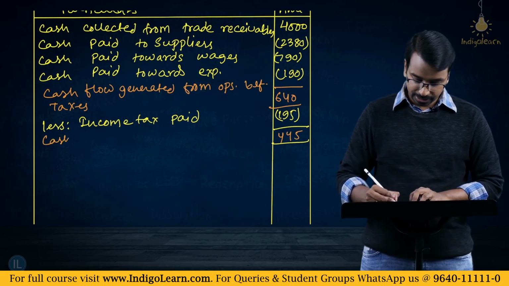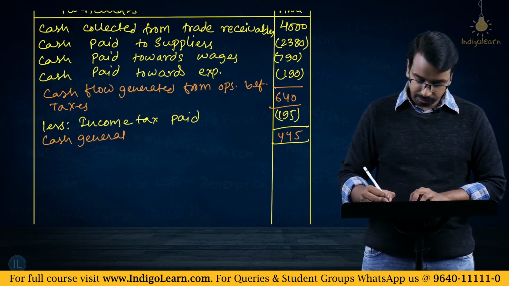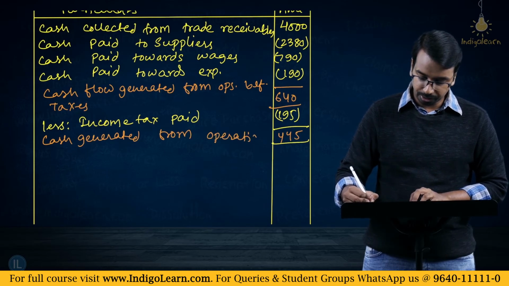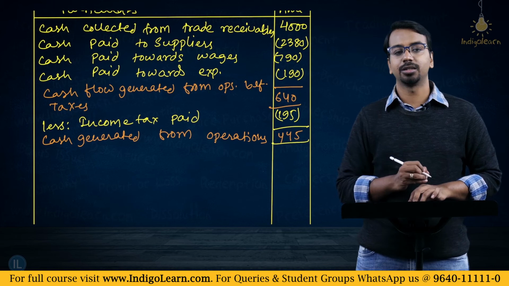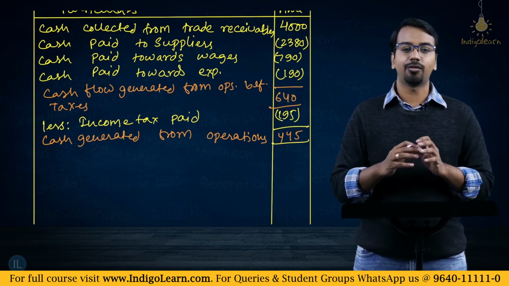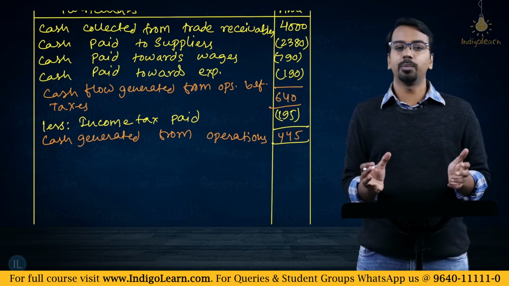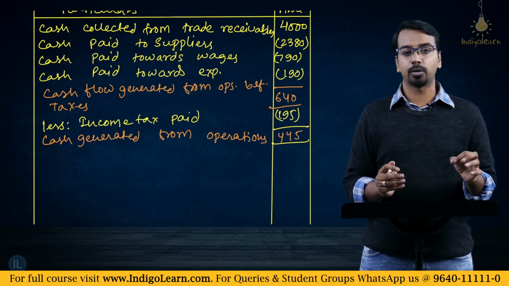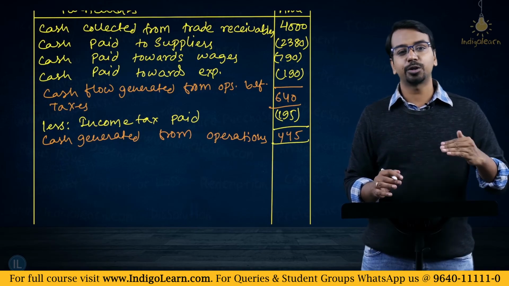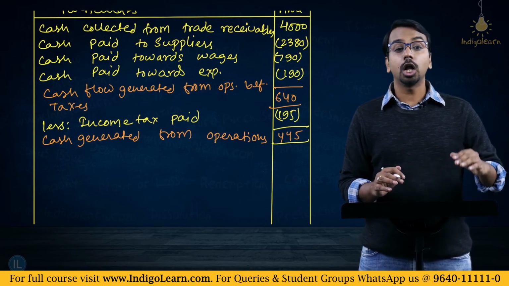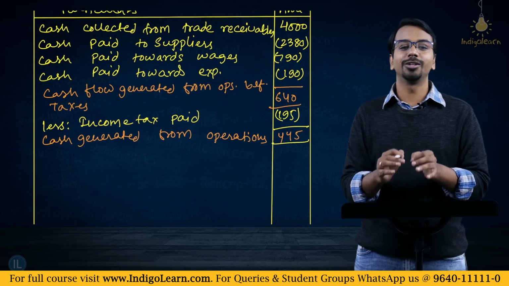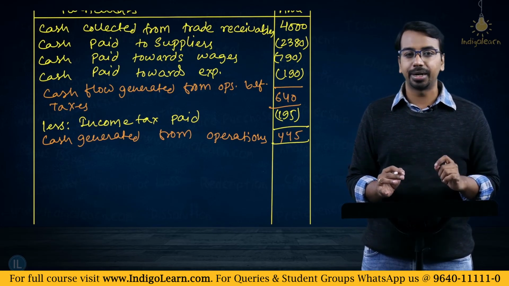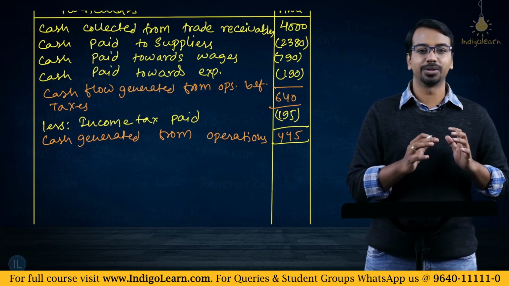445, that is cash generated from operations, right? This is what has been asked in the question, and which is 445. Now, how do we remember this format? The remembering of the format will happen automatically as you practice more and more problems, but the logic is you will have to capture all the cash inflows, all the cash outflows, and you have to reduce the taxes separately. Once you do this, your cash flow from operating activities becomes simple.